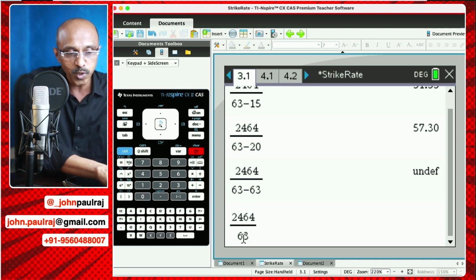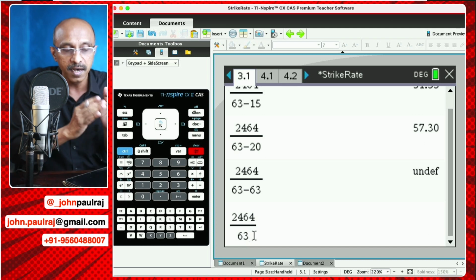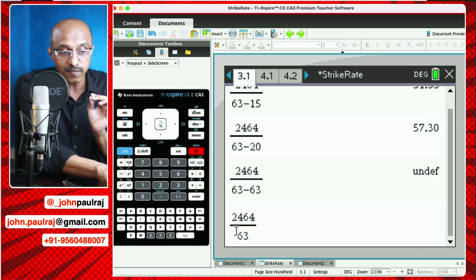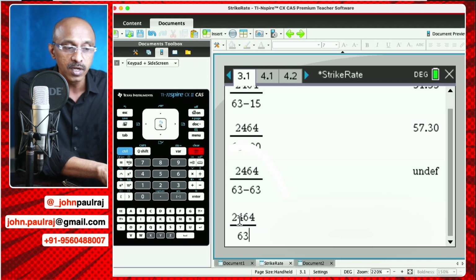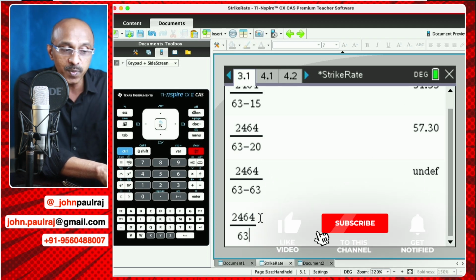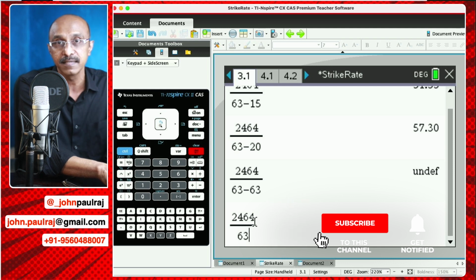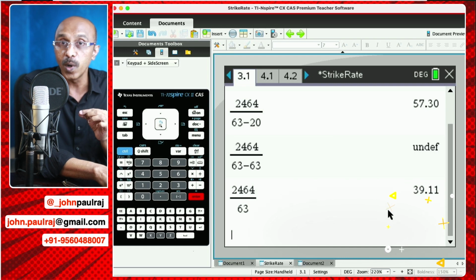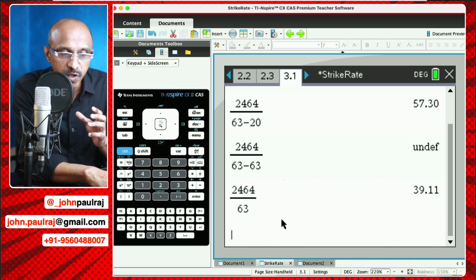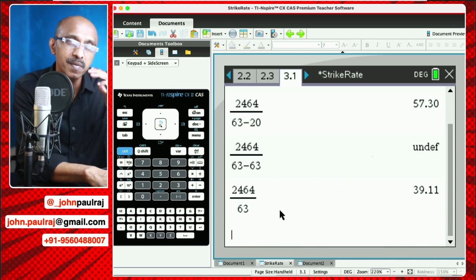So this is not going to be the number of times a player got out. Just to make the correction, this is not representing the number of times the player got out. Instead, it's the total number of innings that that player has played in. So total number of runs compared with the total number of innings. What are we going to get here? This is 39.11. So how do we interpret this ratio? Remember, I said a ratio is a comparison of the term in the numerator with the term in the denominator.